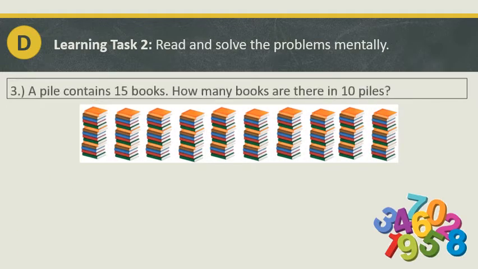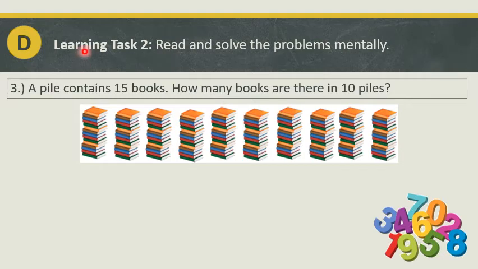Okay, then number 3, a pile contains 15 books. How many books are there in 10 piles? So, ang isang patong-patong na ito ay 15 books. So, meron tayong 10 na pile. So, ilan daw lahat yon? So, ibig sabihin yun ay 15 times 10. So, naalala nyo kanina? Kapag 15 times 10, yung 15, multiply lang natin sa 1.